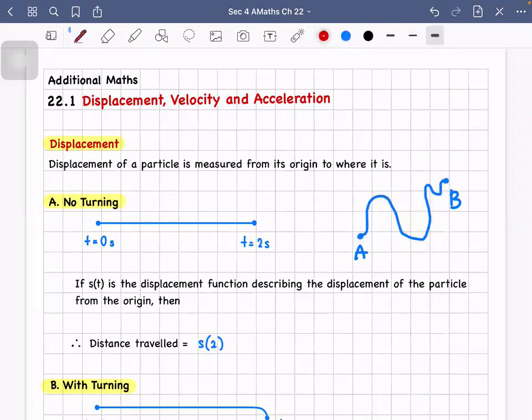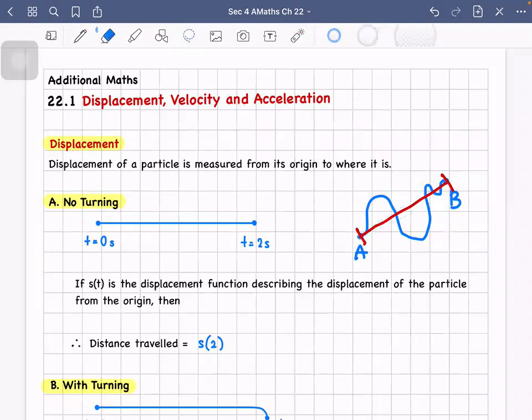And then what's the difference between displacement and distance? You might be wondering. So distance is this one, without considering the curves or the turns. The distance is just the measure from point A to point B without considering, let's say, the road that you went through. So that's the difference between displacement and distance.